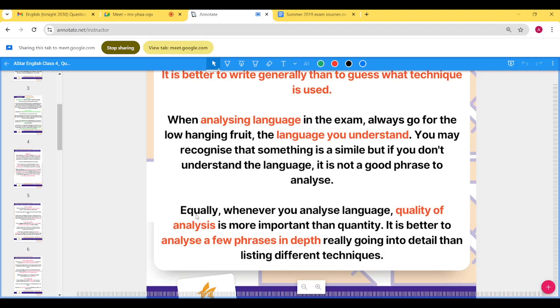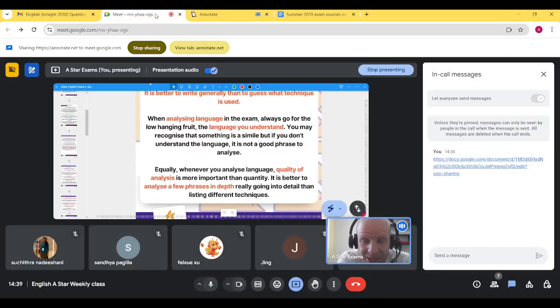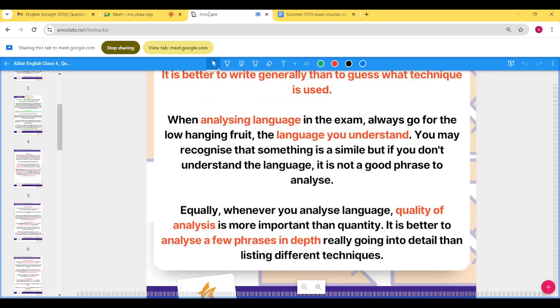Equally, it's the analysing of the language which will get you the best points, and that's in two ways. It's the analysing, so going into depth on a few things is often better. It's better to have a few phrases in real depth than trying to list everything under the sun. But equally, it's better to analyze simplistic language sophisticatedly than to highlight sophisticated language but not truly understand it. It's something I will always say in terms of the quotations you focus on: go for the low hanging fruit.